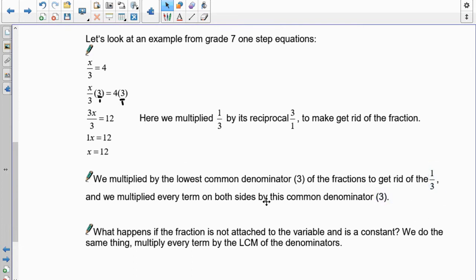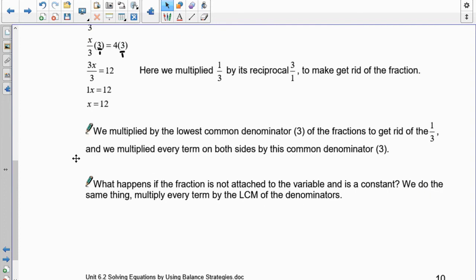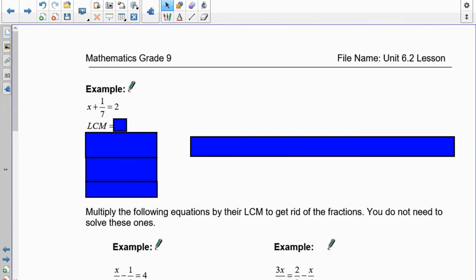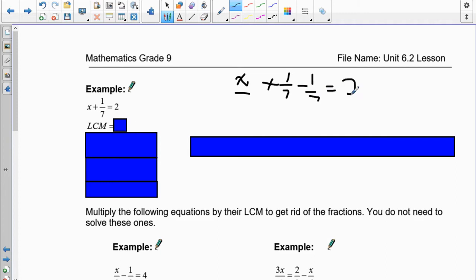So let's take a look at how this works in real life here. Okay, go into the next page. If I have x plus 1 over 7 is equal to 2, right? Now, you need to learn to do it this way. However, if I was on an achievement test and I had a fraction calculator, I'd be doing this. X plus 1 over 7 minus 1 over 7 is equal to 2, take away 1 over 7. Now I caution you, this has to be done on a fraction calculator that stays in fraction, right?